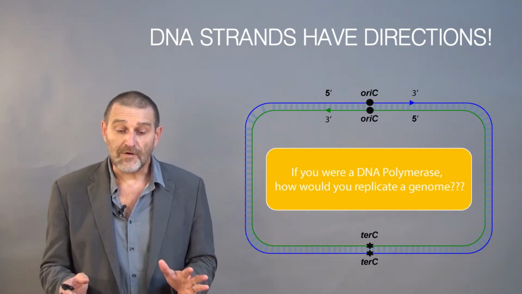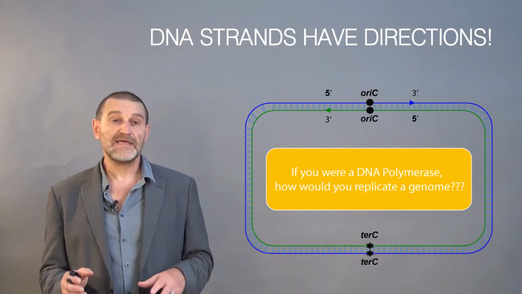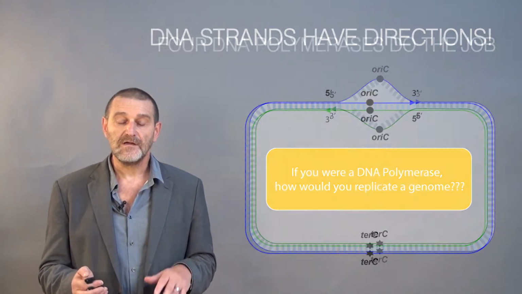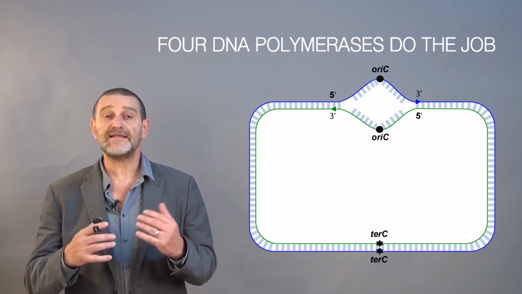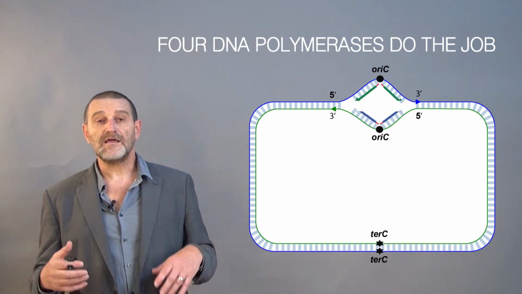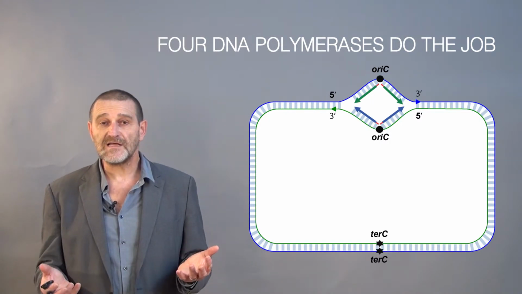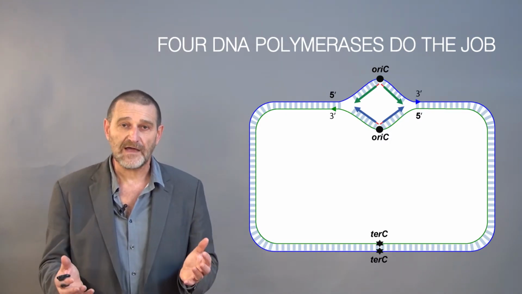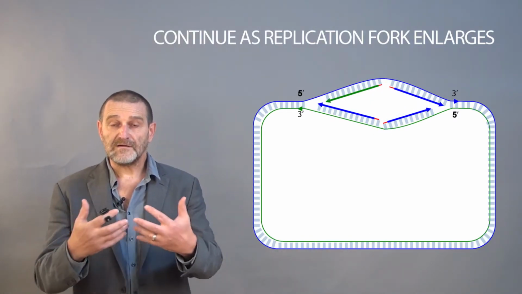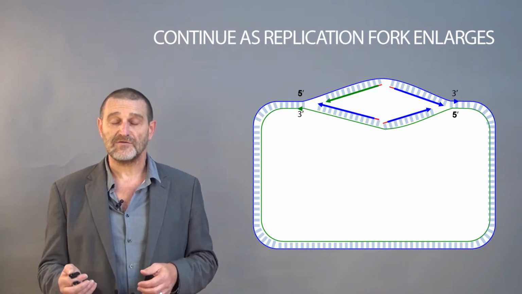And if you were a DNA polymerase, how would you replicate a genome? If I was a DNA polymerase, I would do something very simple. I would wait until DNA unwinds a little bit, recruit 4 DNA polymerases, and just move them along the genome trying to replicate it. It looks like just 4 DNA polymerases are enough to replicate the whole genome. And when the replication fork enlarges, I continue the replication process.